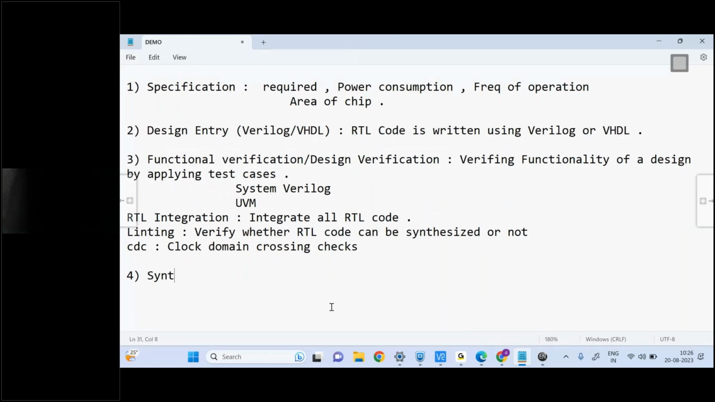So the next major step in ASIC design flow is synthesis. See, till now, the design is in what form? Till now, the design is in what form?